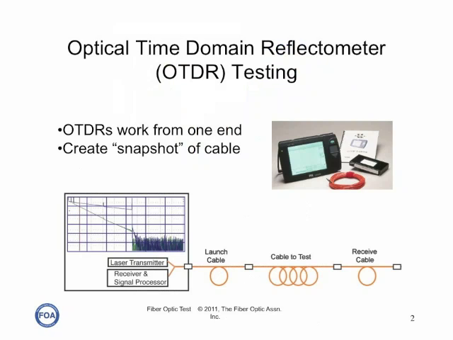If you've watched the FOA lectures 17, 18, and 19 on OTDRs, you know that OTDRs work from one end of the cable and create a snapshot of the cable. We can operate with a single launch cable into the cable under test and get some information, or add a receive cable on the far end and get information on the loss of the connector on the far end.